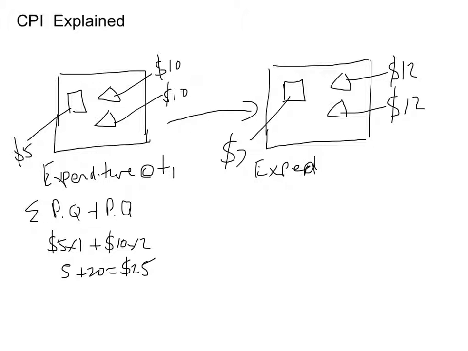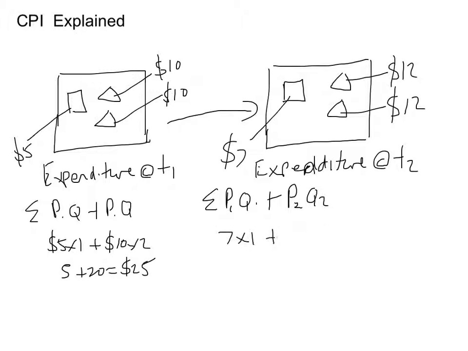The expenditure at T2. So what have we got there? So it'll be price times quantity for one product plus price times quantity for the other product. So let's just crunch the numbers. So we've got 7 times 1 plus 12 times 2. So that's going to be 7, and it's going to be 24, and so that expenditure is going to be 31. How about that? Is that good? Okay. Now, what are we going to do with these expenditures?